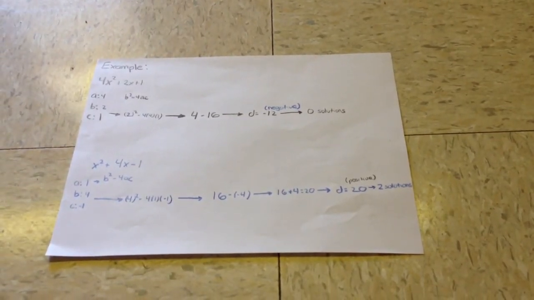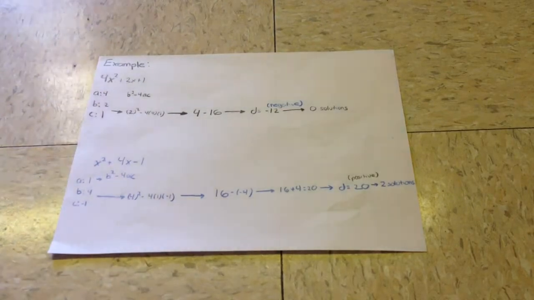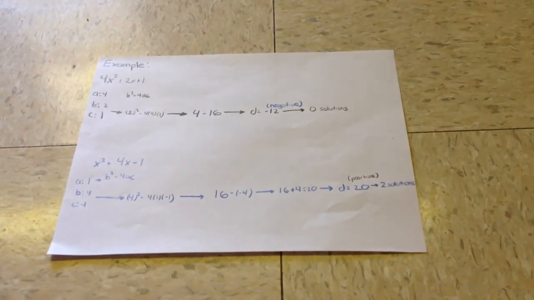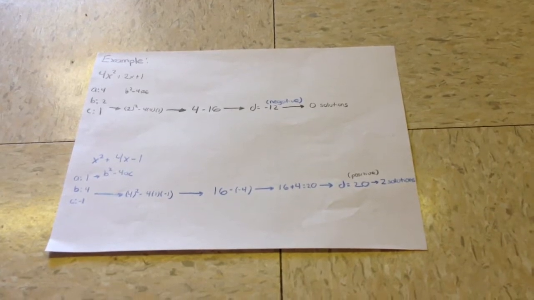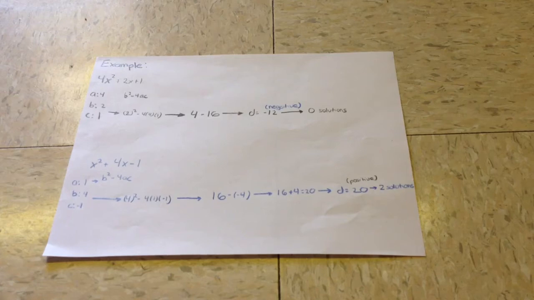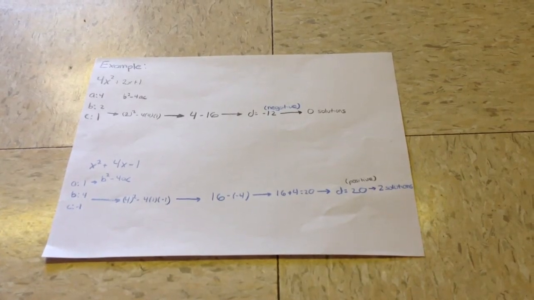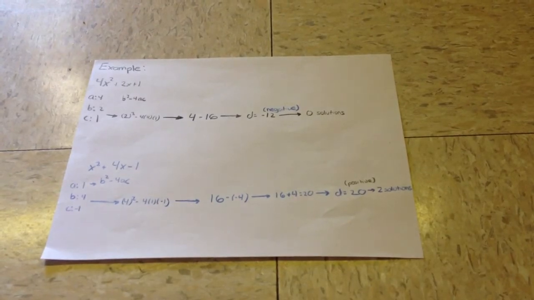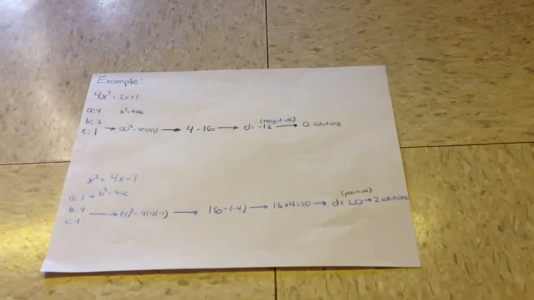The next example, a value is 1, the b value is 4, and the c value is negative 1. Again, following the steps from the last step, we can find the discriminant to be 20. 20 is a positive number, so there will be 2 solutions.